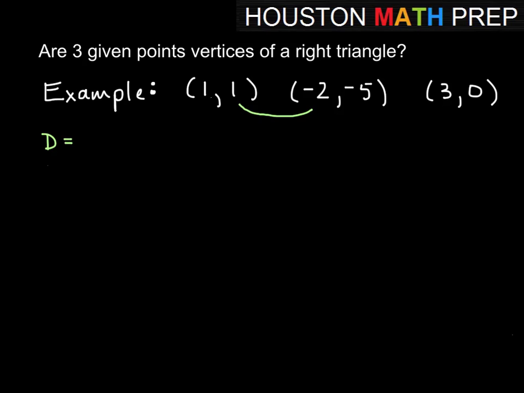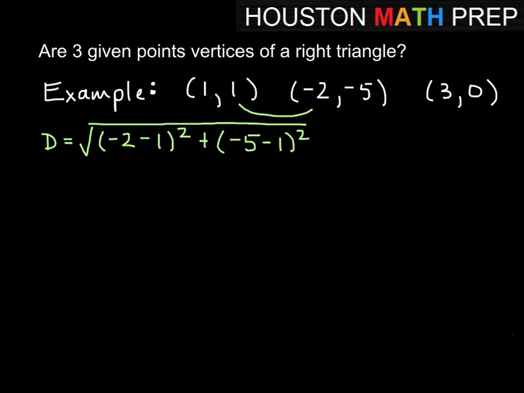is going to equal the square root of, so we'll do the x's, subtract, so x2 minus x1, so -2 minus 1 squared, plus, now we'll subtract the y's, so that'll be -5 minus 1 squared, all under the square root, just using our distance formula here.